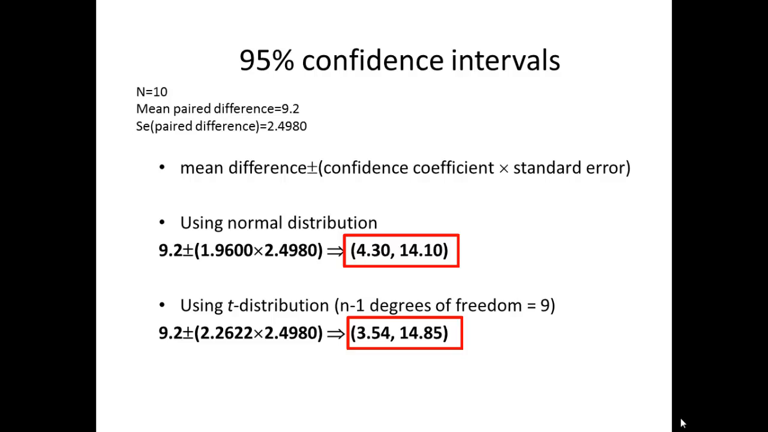But both suggest that learning statistics is bad for your blood pressure. It's just that there's a wider range of plausible values for the population mean difference when we use the more correct t distribution that accounts for this uncertainty in estimating the population standard deviation.